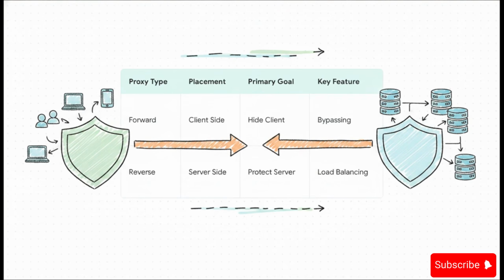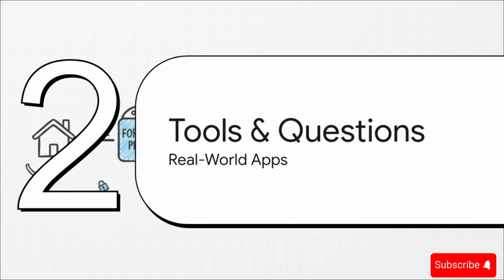So this creates a really brilliant symmetrical difference between the two concepts, which is honestly perfect for cementing it into your memory. Think about it. A forward proxy sits on the client side to hide the client, heavily utilizing things like bypassing and caching. Meanwhile, a reverse proxy sits on the server side to protect the server, relying on load balancing and fault tolerance. They are basically exact mirrors of one another. Pretty cool, right? Moving into Section 5, Tools and Final Questions, where we look at real-world applications.